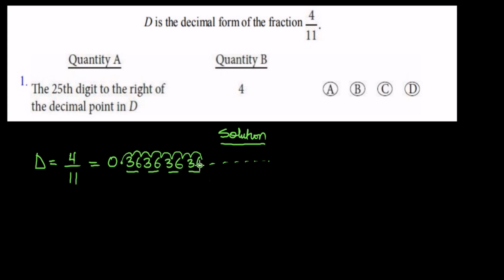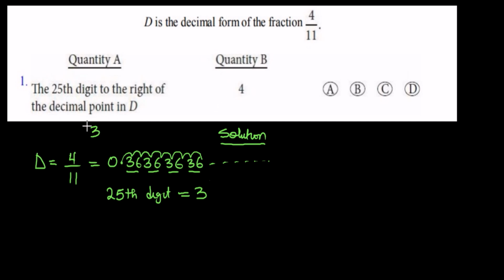So obviously, if you notice that 36, they are even numbers. So if the 8th digit landed on 6, definitely the 24th digit will also land on 6, right? So if the 24th digit lands on 6, then the 25th digit will land on 3, right? While the 26th digit will still land on 6, and so on and so forth. So from what we have deduced here, the 25th digit is equal to 3.